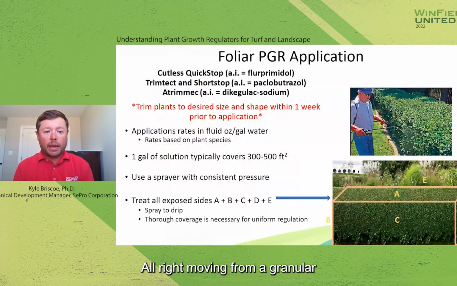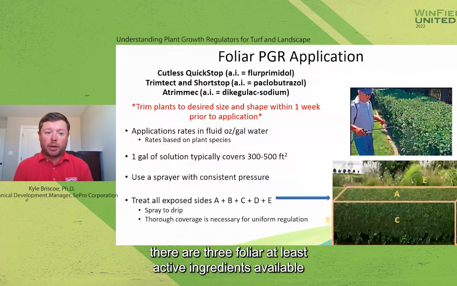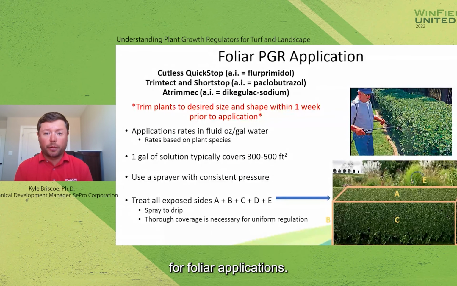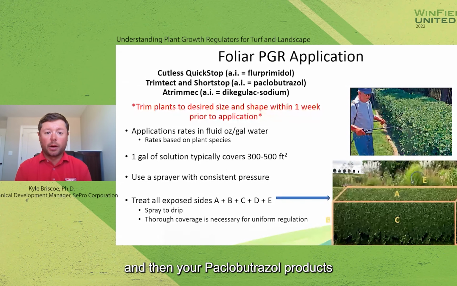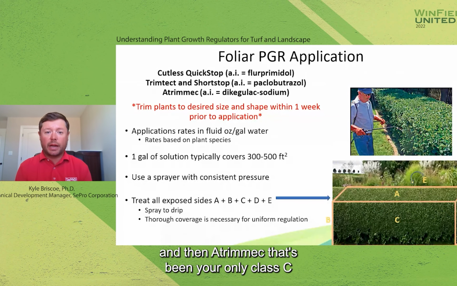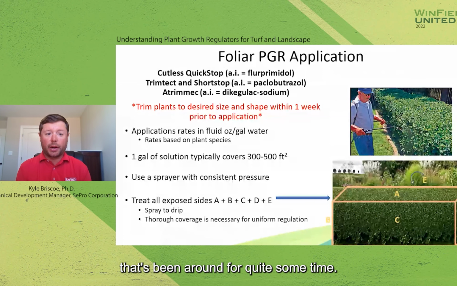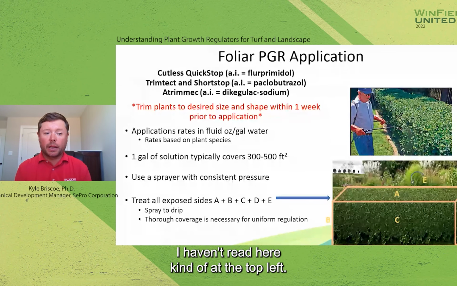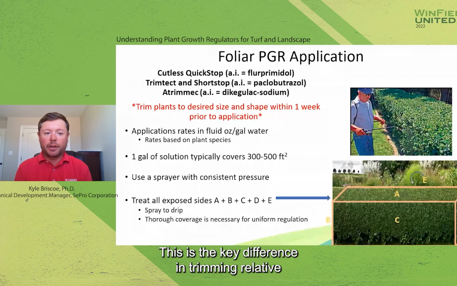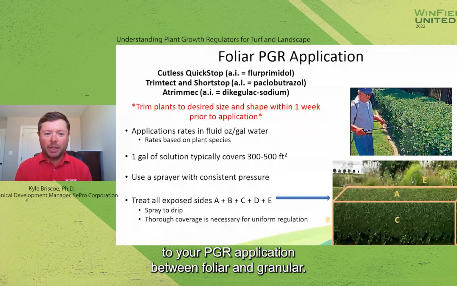All right, moving from granular to foliar PGR application, there are three foliar active ingredients available. You've got Cutless Quick Stop, which is flurprimidol, and then your paclobutrazol products, and then Atromec, which has been your only Class C that's been around for quite some time. I have in red here, at the top left, the key difference in trimming relative to your PGR application between foliar and granular.